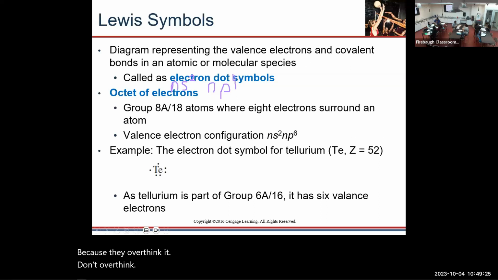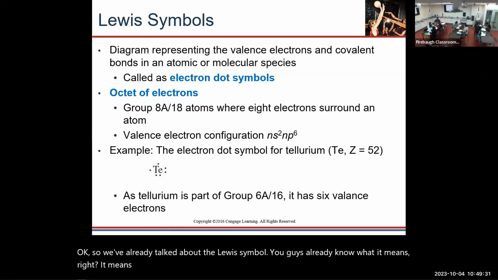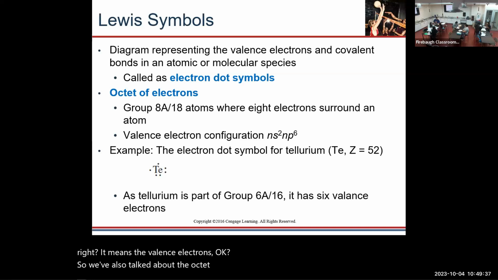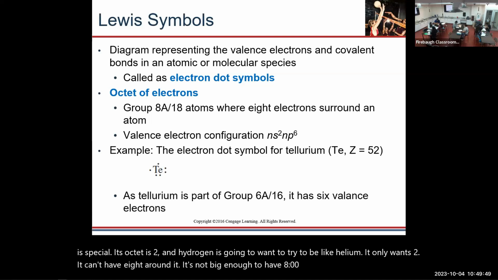Okay, so we've already talked about the Lewis symbol. You guys already know what it means, right? It means the valence electrons. So we've also talked about the octet, right? Noble gases are going to have octet. Now, helium is special. Its octet is 2. And hydrogen is going to want to try to be like helium. It only wants 2. It can't have 8 around it. It's not big enough to have 8. It's tiny.